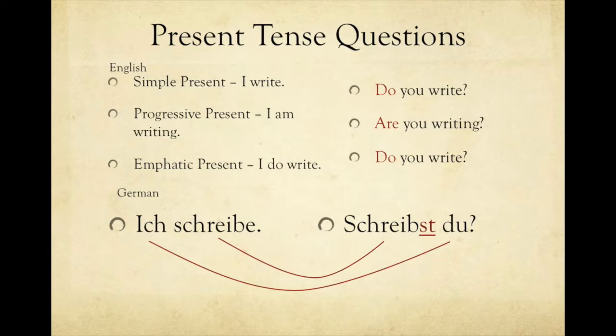Now we're going to go over German question formation. German questions don't use helping verbs such as do, are, am, or is. Instead, they just use the main verb and the subject, except that they are inverted. Normally it would go subject and then the verb, but with a question you would do the verb first and then the subject. Make sure to keep in mind that the verb needs to be conjugated accordingly, even though the subject comes right after the verb. And remember that do you write and are you writing simply become schreibst du.